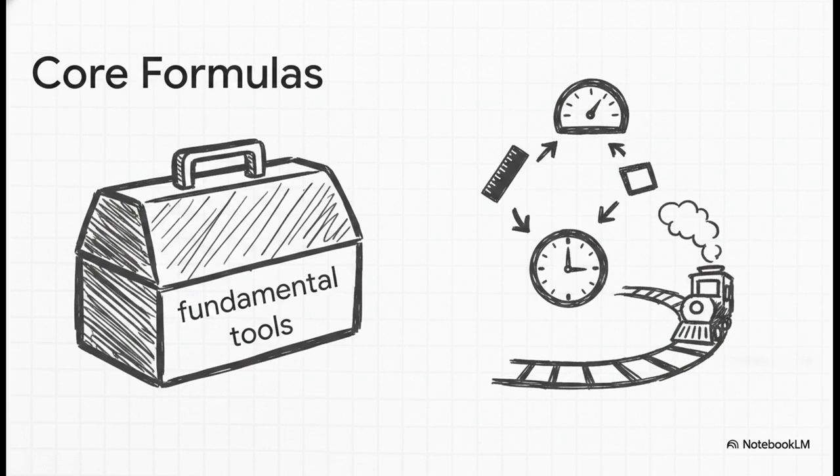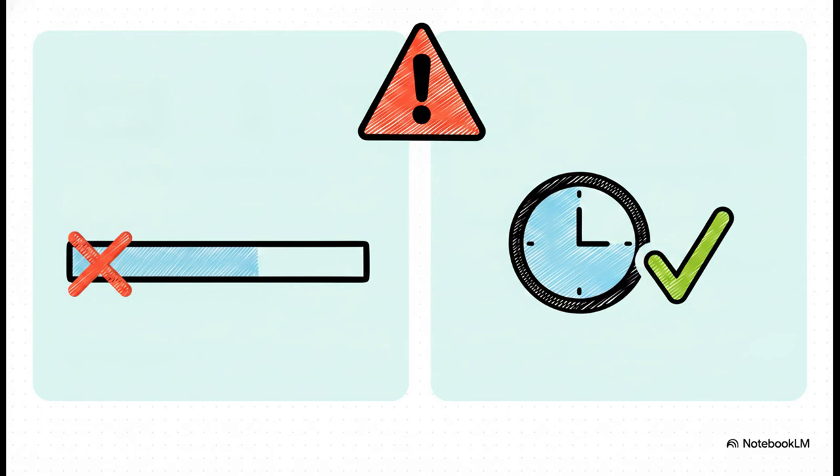For instance, if a train travels 180 kilometers at an average speed of 60 kilometers per hour, you just divide 180 by 60 and boom, you find it takes exactly 3 hours. Okay, but here is a massive, and I mean absolutely massive, common error warning. Pay attention to this one.